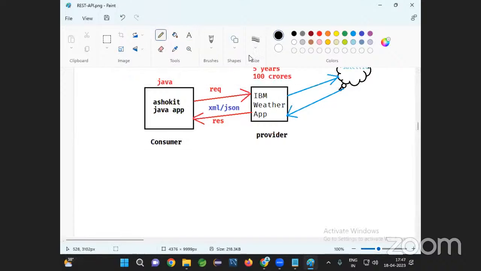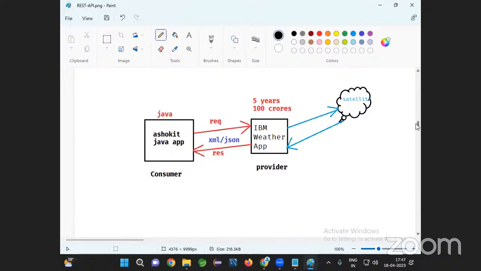What is the difference between provider and consumer? Provider will contain the business logic. Consumer will access that business logic. Provider means the application which is providing the services to other applications. Consumer means the application which is consuming the services from the other application.